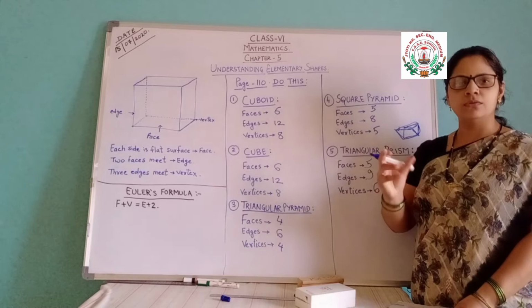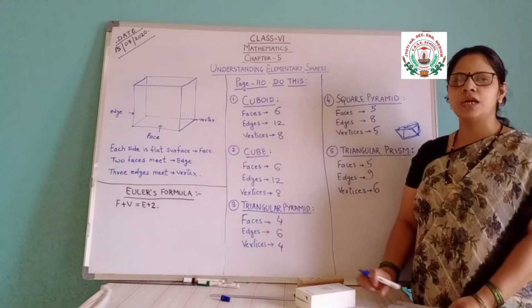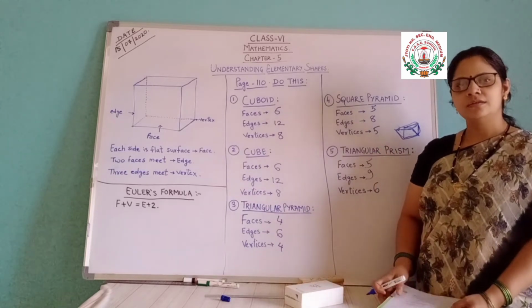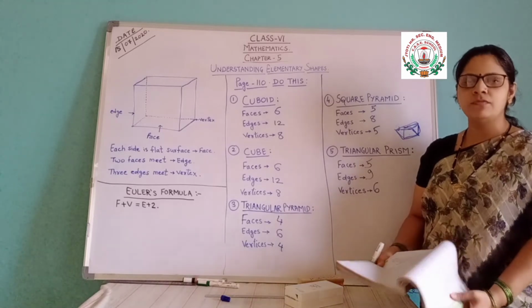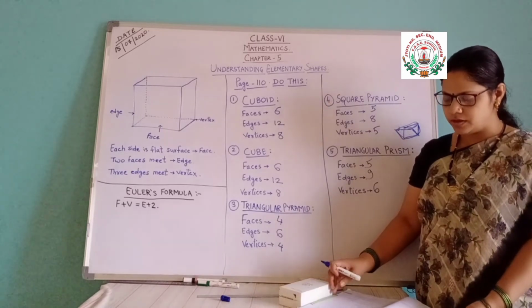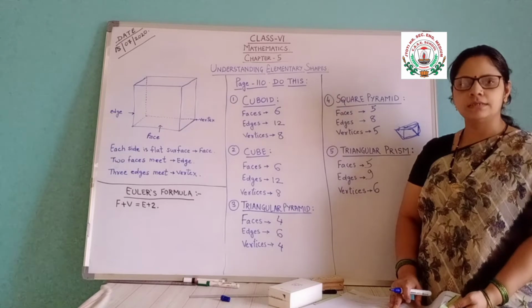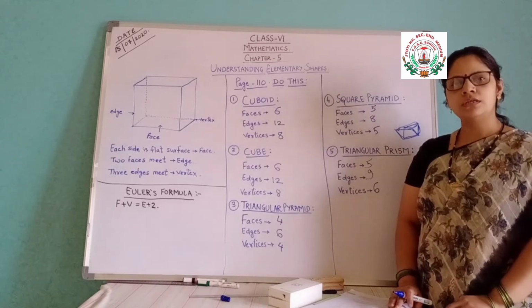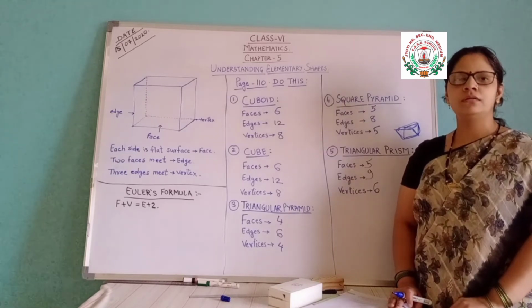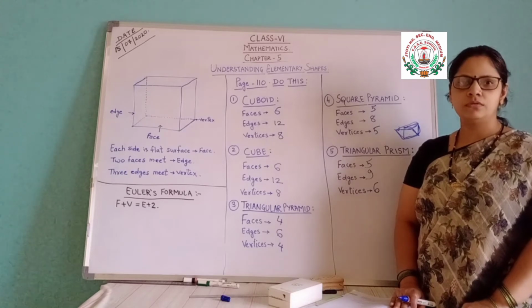And a sweet laddu. Laddu, which shape? It is a sphere because it is the shape of a ball. So it is a sphere. So here we have completed exercise 5.9 also. So in this way we have completed this chapter. Complete this in your notebook.